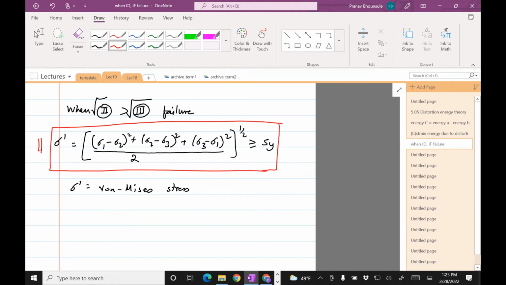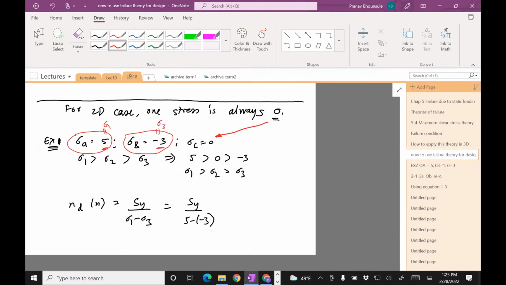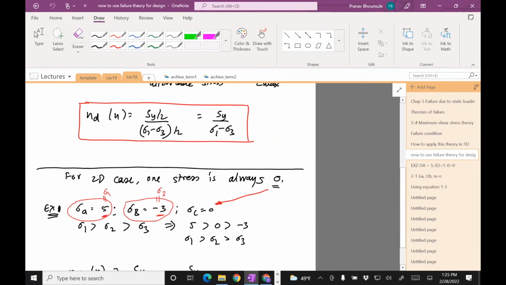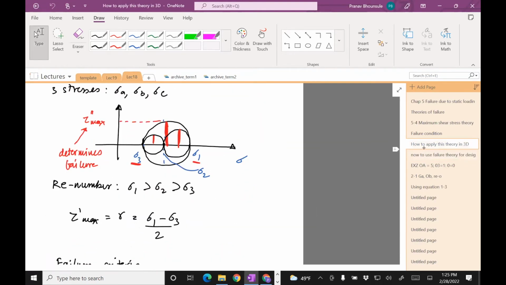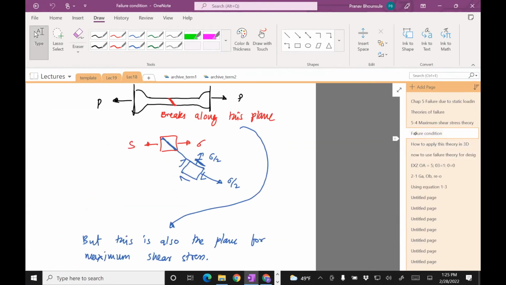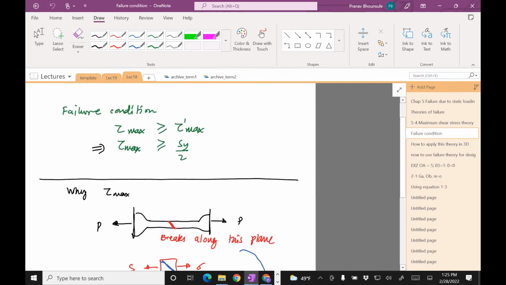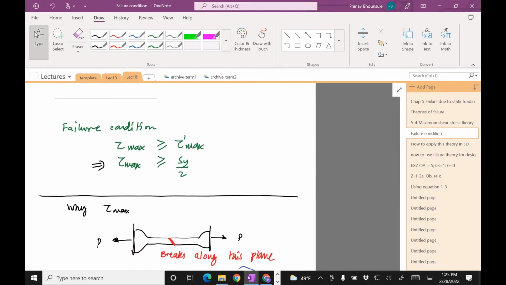Okay, so again, compare this theory, which is this very complicated formula involving sigma 1, sigma 2, and sigma 3, with the case for maximum shear stress. Right, that's tau max is greater than Sy divided by 2. That was the maximum shear stress theory.